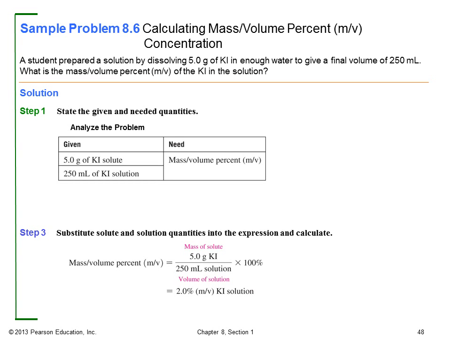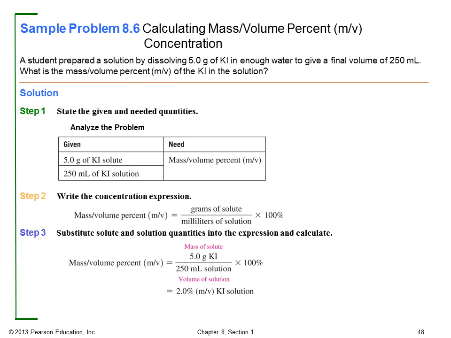The work is shown here, and what we do is we have to state what we are given. We're given 5 grams of potassium iodide solute. We have 250 milliliters of potassium iodide solution. And so we are going to use the equation grams of solute divided by milliliters of solution. And so 5 grams divided by 250 milliliters times 100 will give us that 2%.